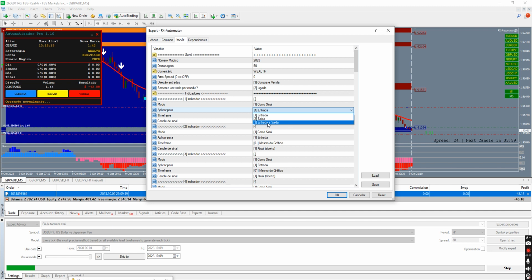Also you can use it as entry and exit. That means if you set one indicator, once you have a buy signal, it's going to buy, and once you have a sell signal, it's going to close the buy and sell. Okay, so as this trade closes, if we reach the stop loss, I'm going to open another trade manually, to follow the money management.